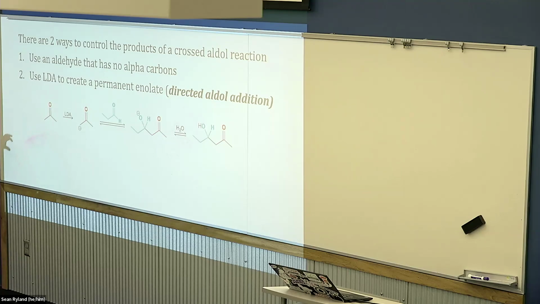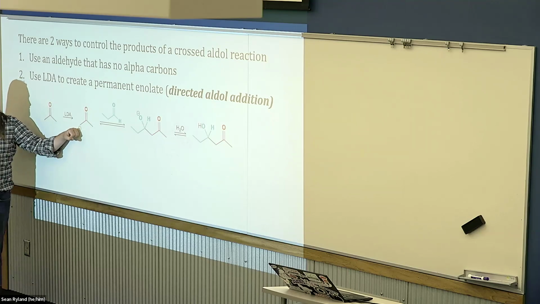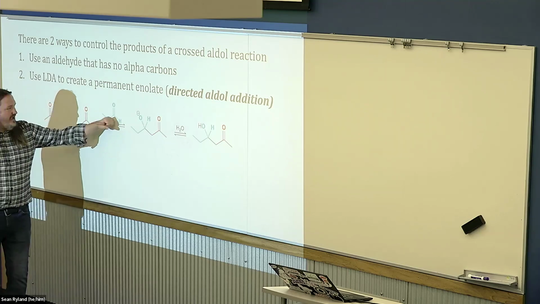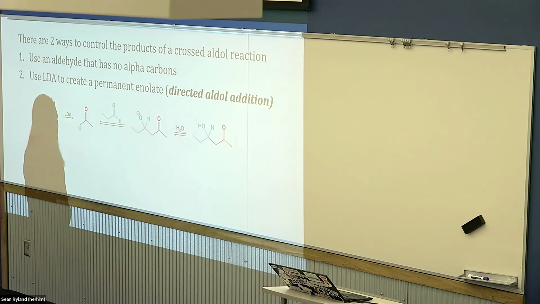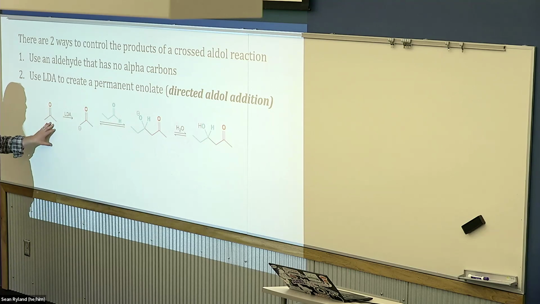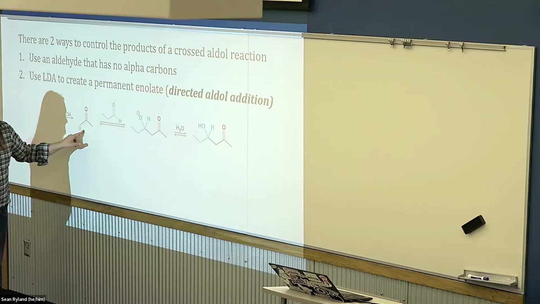And so if we took acetone, we expose it to LDA, we make the acetone enolate. And then we expose it to our target. So the carbonyl that we expose to the LDA first is going to be the one that remains a carbonyl, because it's going to be our nucleophile for the second step.